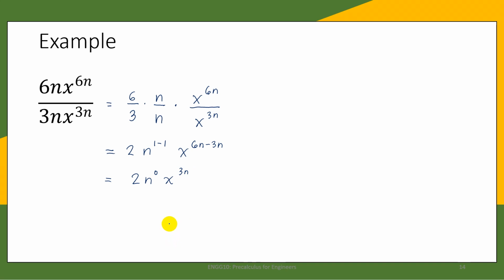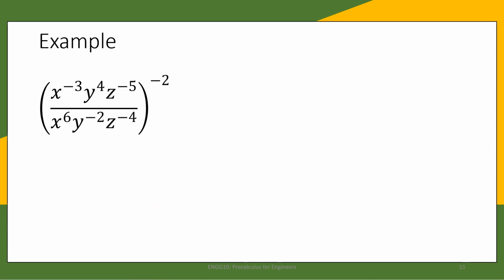Since we know that anything that is raised to 0 is equal to 1, this becomes 2 times 1 times x raised to 3n. So n raised to 0 is now written as 1 because that is the rule for the 0 exponent. So 2 times 1 is 2 x raised to 3n. So the answer is 2x raised to 3n.